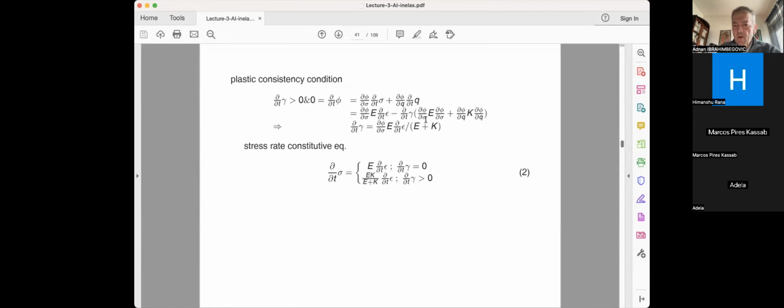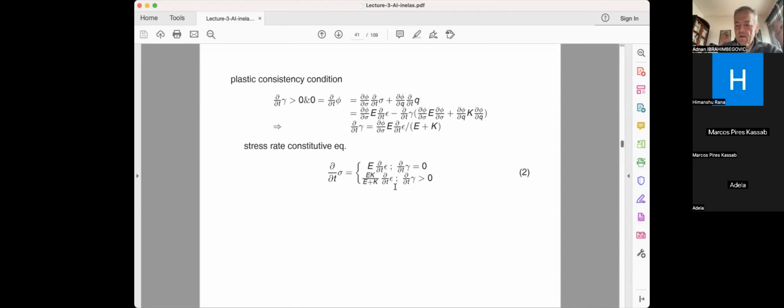So when all is said and done, you can write an equation like d phi d sigma times E times epsilon dot minus gamma dot times d phi d sigma E d phi d sigma plus d phi dq K d phi dq. Given that d phi d sigma is sign of sigma, this cancels, it's simply 1. D phi dq is equal to 1. That cancels, so you are left here with E plus K. Taking this back into your equation, you get the stress rate equation sigma dot equal to E times epsilon dot. And when you have elastoplastic behavior, this is EK divided by E plus K times epsilon dot.